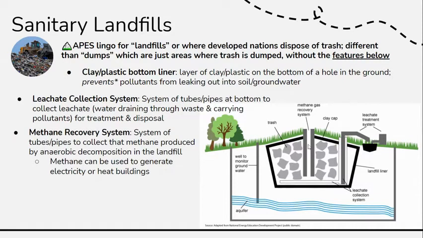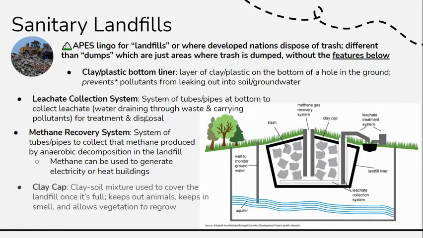Methane recovery system. What we do know is that there is aerobic digestion, but also anaerobic digestion occurring. And anaerobic digestion also creates methane as a byproduct. And so we don't want anything exploding, of course, right? So we want some way to relieve pressure from methane produced from the decomposition of some of these materials. And so we can have methane recovery systems, which we then use to generate electricity or heat buildings, rather than just letting this escape into the atmosphere where it can be a really harmful greenhouse gas.